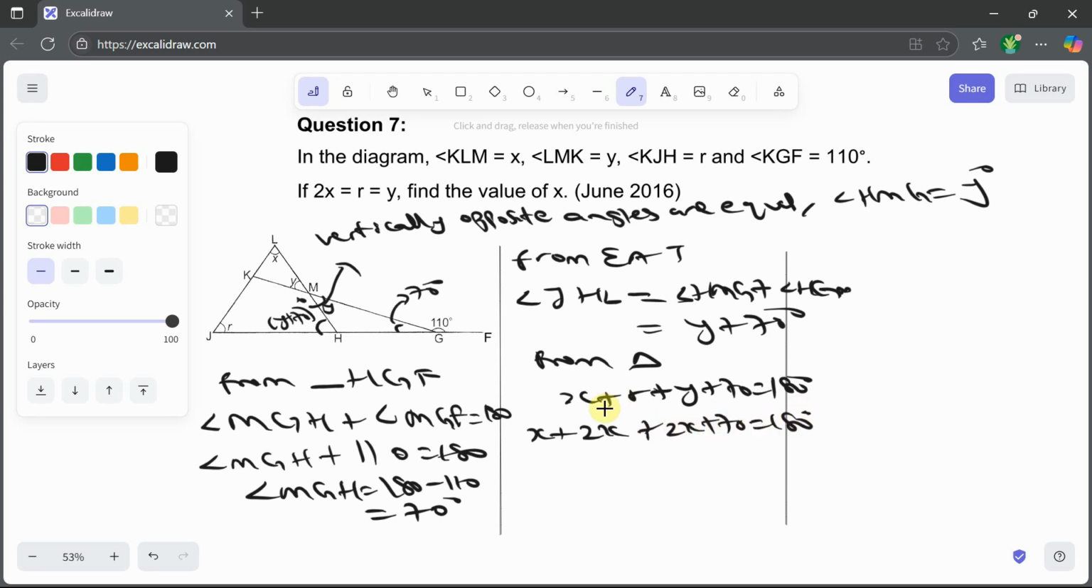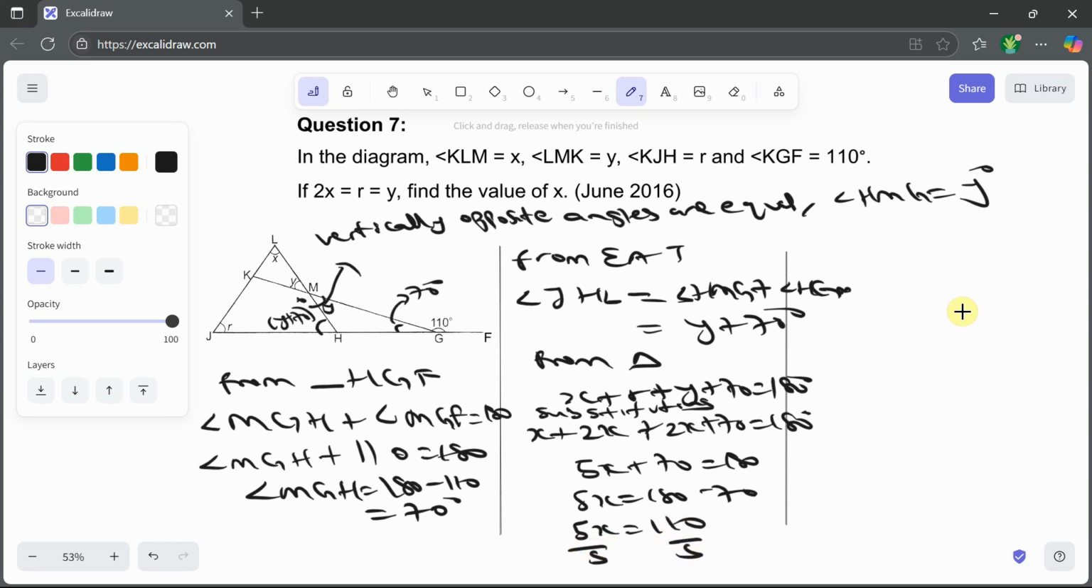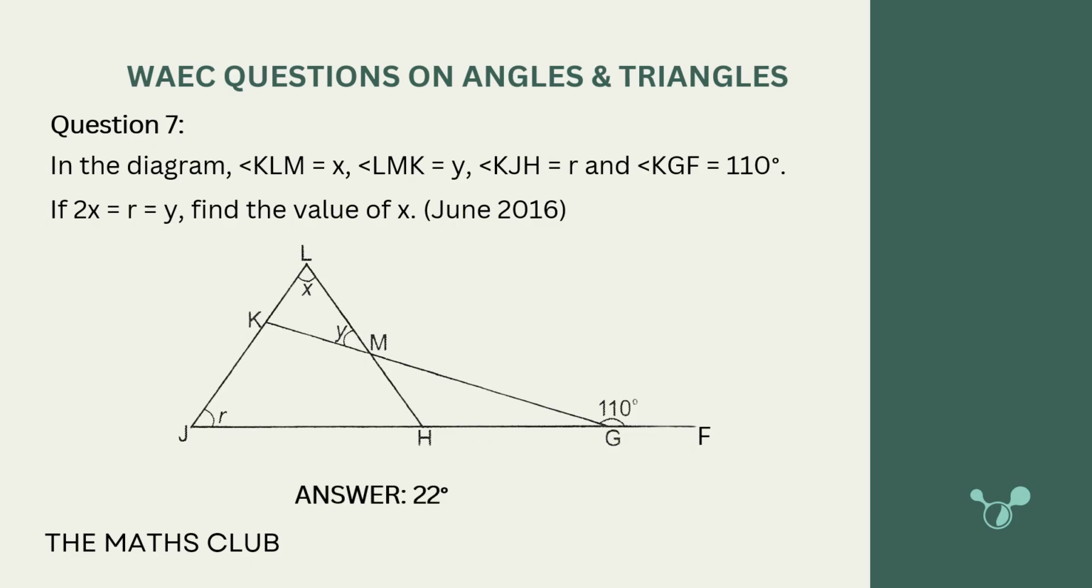So this is basically substituting. So x plus 2x plus 2x gives me 5x plus 70 is equal to 180. Then if I collect terms, 5x is equal to 180 minus 70. 5x is equal to 110. And if I divide both sides by 5, our x is equal to 22 degrees. So that's the value of our x. Let's see if we're correct. The answer is 20 degrees. So if you actually got this, clap for yourself.